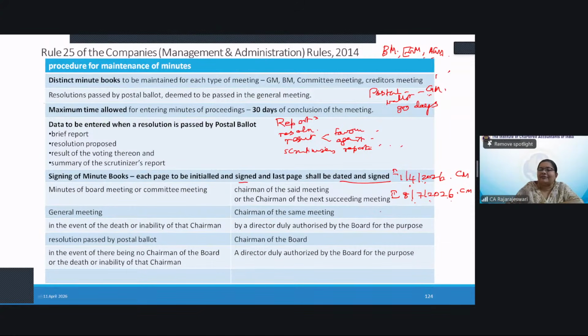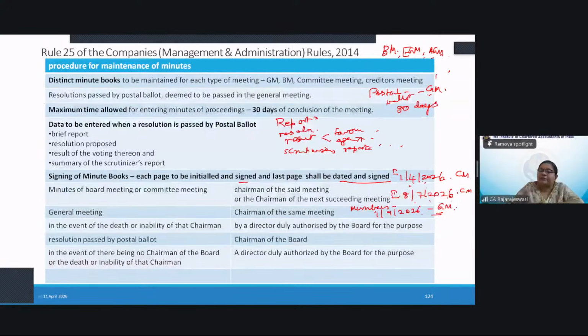Whereas in case of a general meeting, it is dealing with the members. It should be signed by the chairman of the same meeting. If it is an EGM or AGM held on 1st September 2026, that is not a routine thing. Every year you will hold a general meeting. Then the chairman of the same meeting has to sign it.